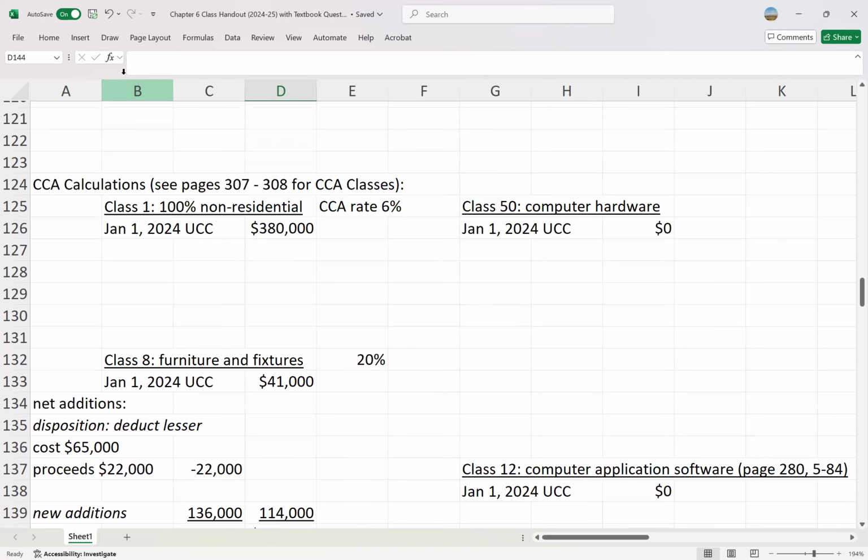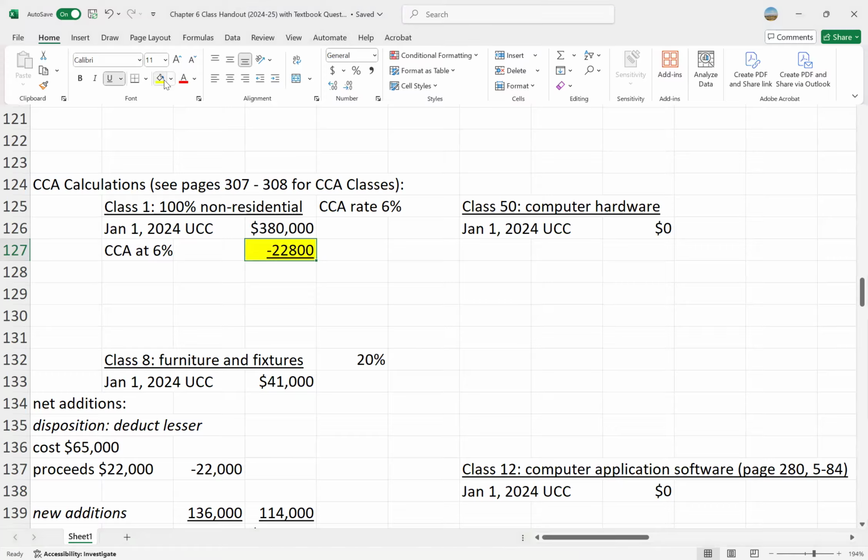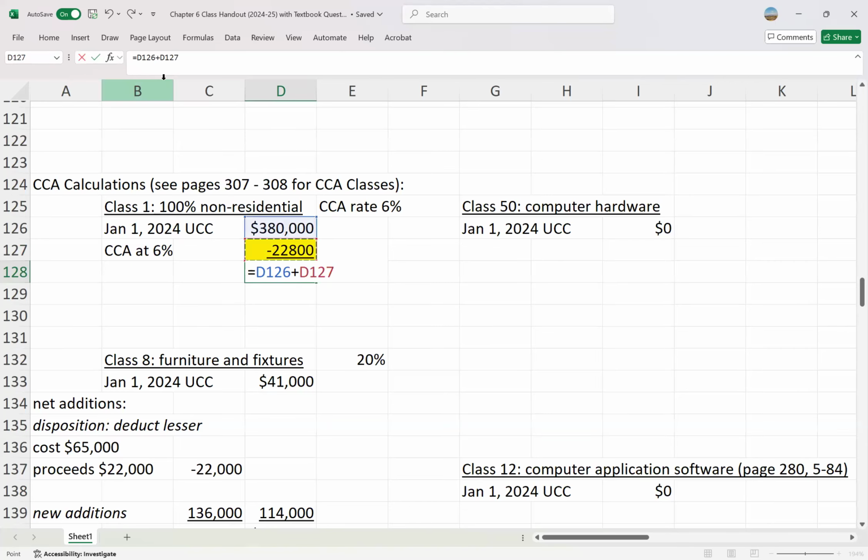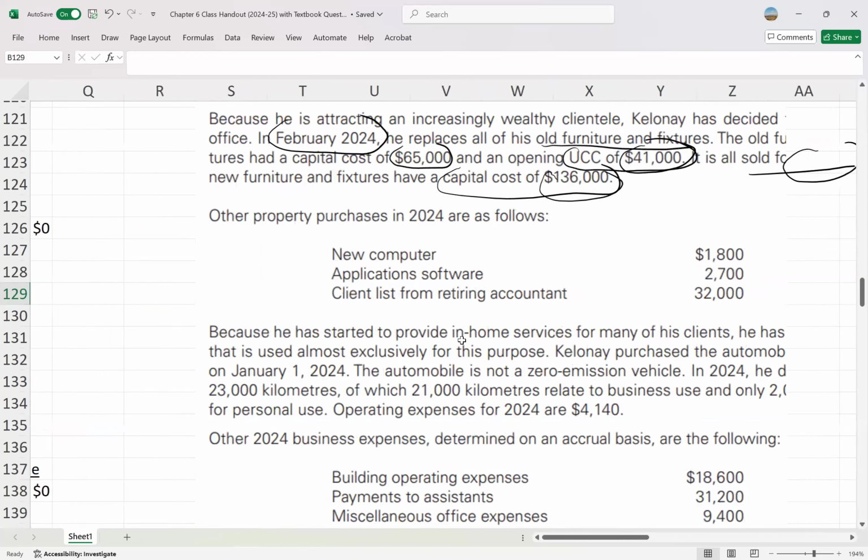Since we're doing CCA calculations, why don't we calculate the CCA for class 1? So there's no additions or dispositions here. So the CCA will just be at 6%. So 22,800. And once again, I'll just highlight that amount so we know that that's a deduction we can take. And then the balance going into next year, January 1st, 2025 UCC, is 357,200. So we've done a couple of CCA calculations. Let's go back to the question and see where we're at now.